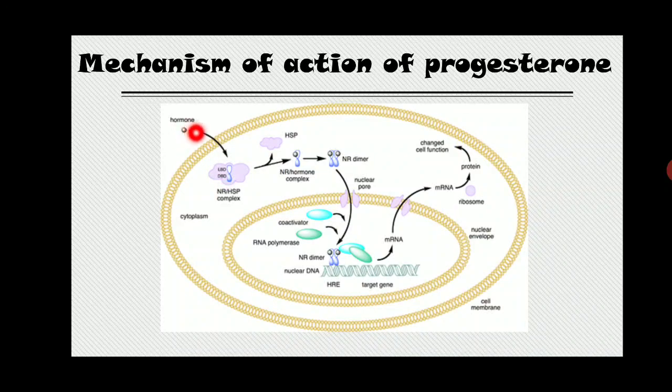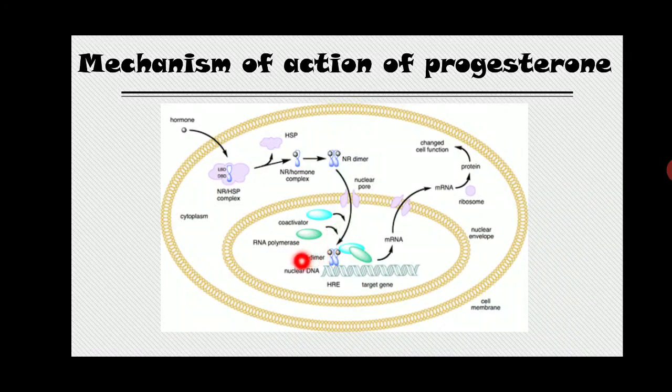So once the hormone diffuses into the cytoplasm and binds with the nuclear receptor, this HSP molecule will detach from the receptor. Now what do we get? We get a hormone receptor complex, and the heat shock protein, HSP, will be dislodged from the receptor. Once the hormone receptor complex forms, it makes a dimer and enters the nucleus.